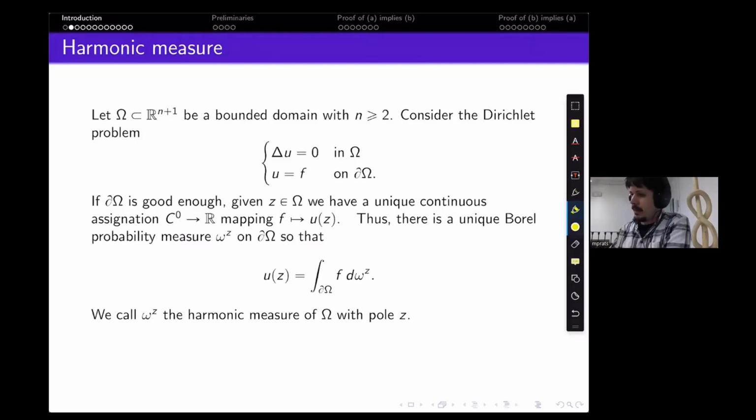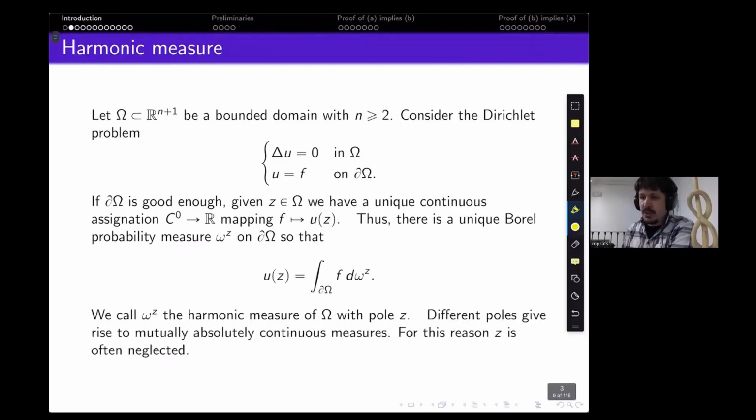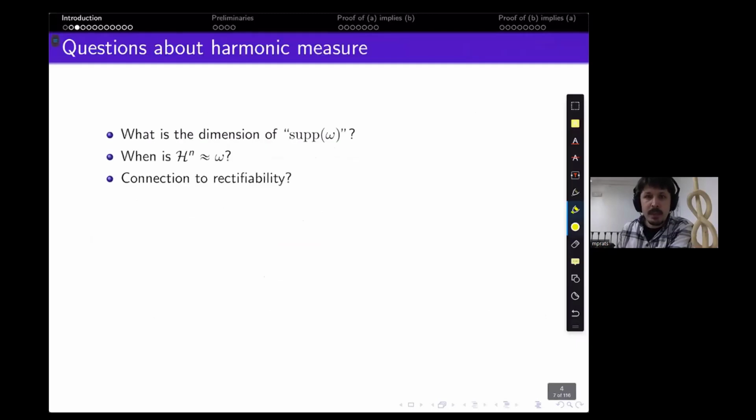Okay, and now, different poles will give rise to mutually absolutely continuous measures. So for the problems we are dealing with, we don't care about the pole, and z will be neglected all along. Okay. Now, questions about harmonic measure from the metric point of view or geometric point of view.